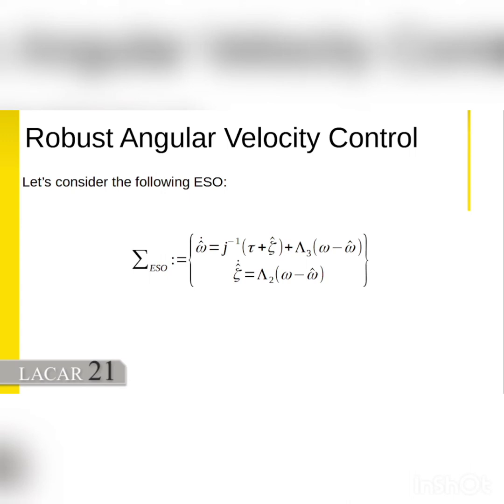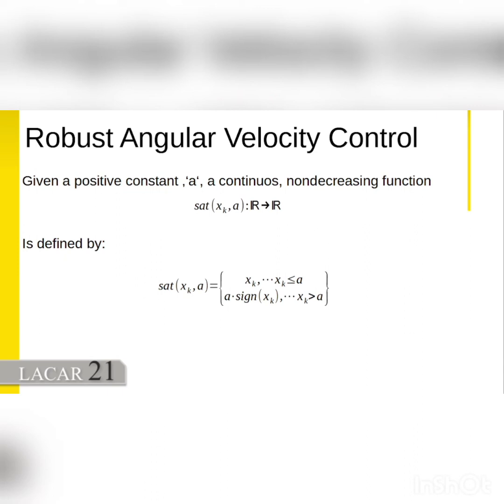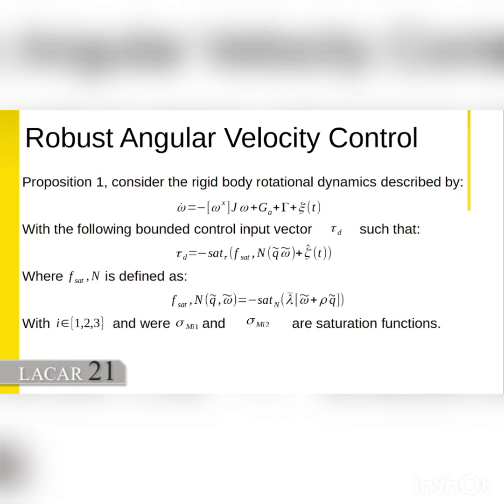Now consider the following observer. Given a positive constant, a continuous known decreasing function is defined by, in the proposition 1, we consider the rigid body rotation dynamics, and it is described by the following equation, and bounded control input vector tau such as, where the saturation is defined by, and where the both saturation functions.